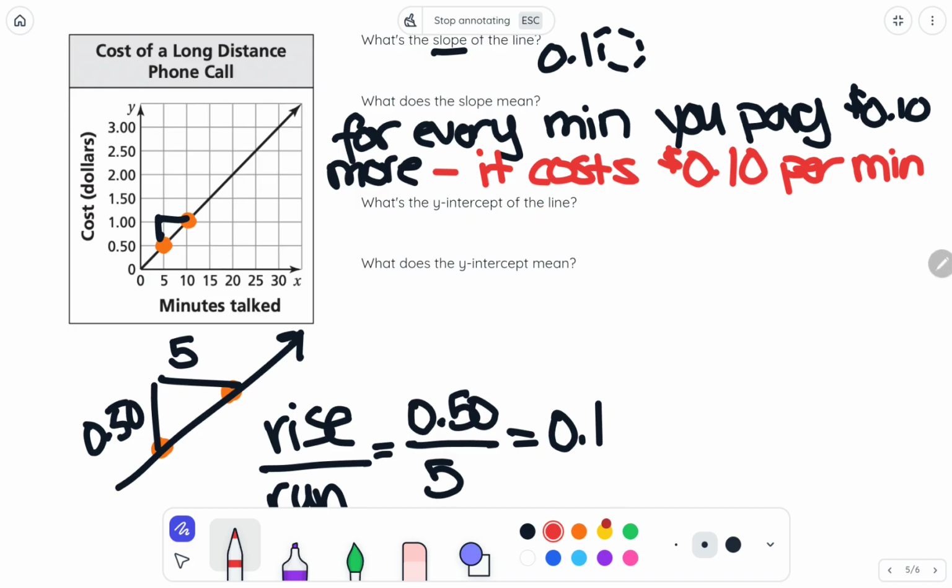What is the y-intercept of the line? So again, this is our y-axis, this vertical axis. Where does our line cross our y-axis? Well, it actually crosses right at the origin.